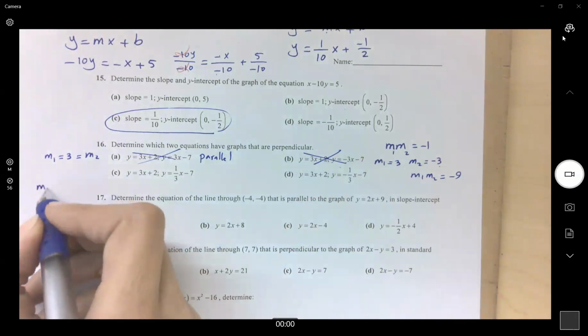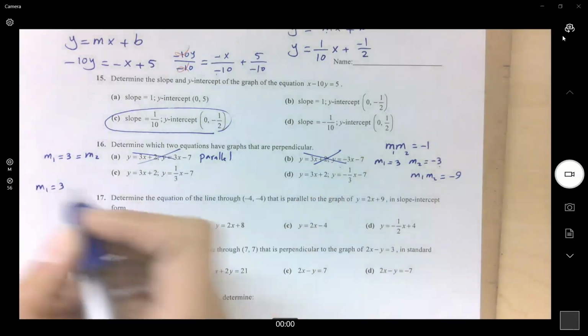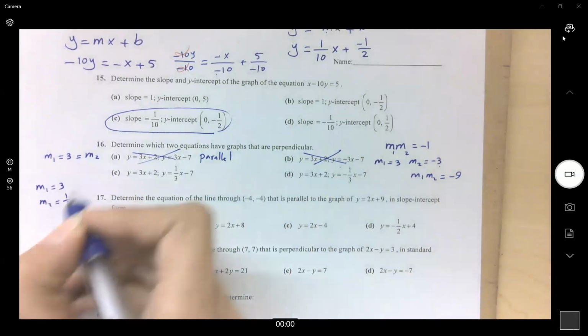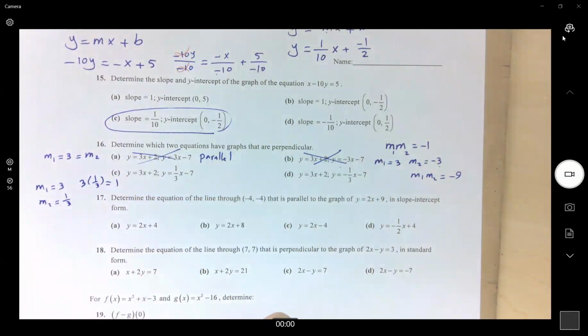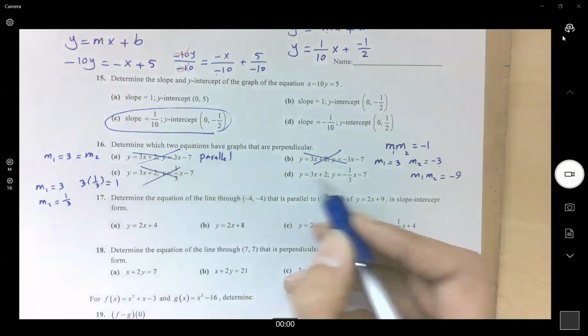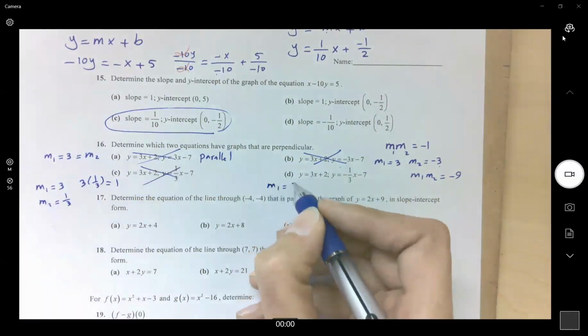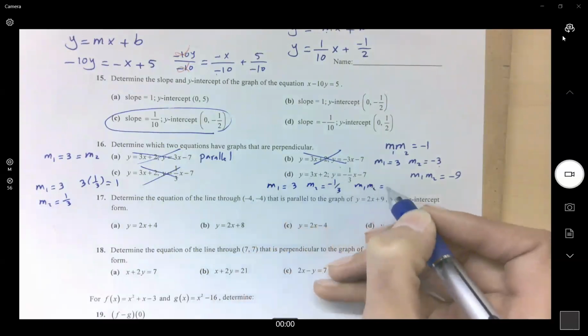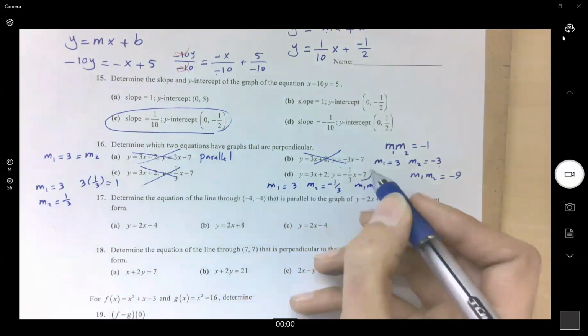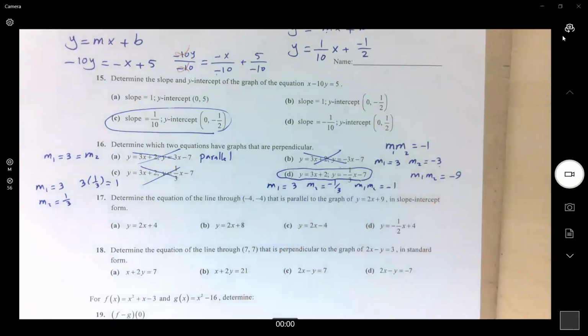What about this case? It says M1 is 3 and M2 is a third. If you multiply 3 and a third, you get 1. You do not get -1. There is no relation between these two. Okay, finally, M1 is 3, M2 is -1/3, M1 times M2 is -1. So this is your answer. These two lines are perpendicular to each other. If you use Desmos to double check the work, you see they are perpendicular to each other.